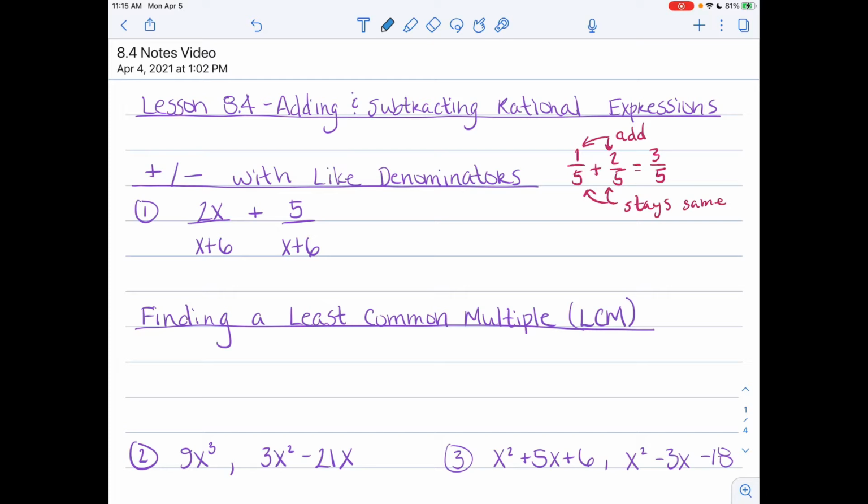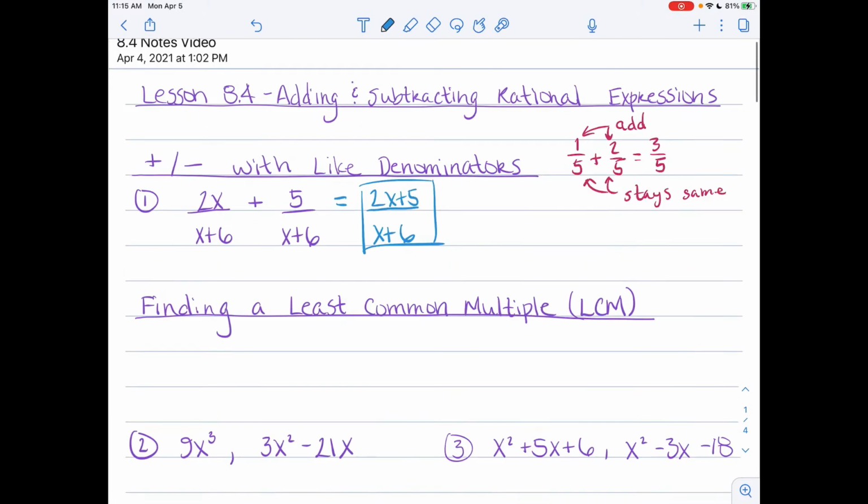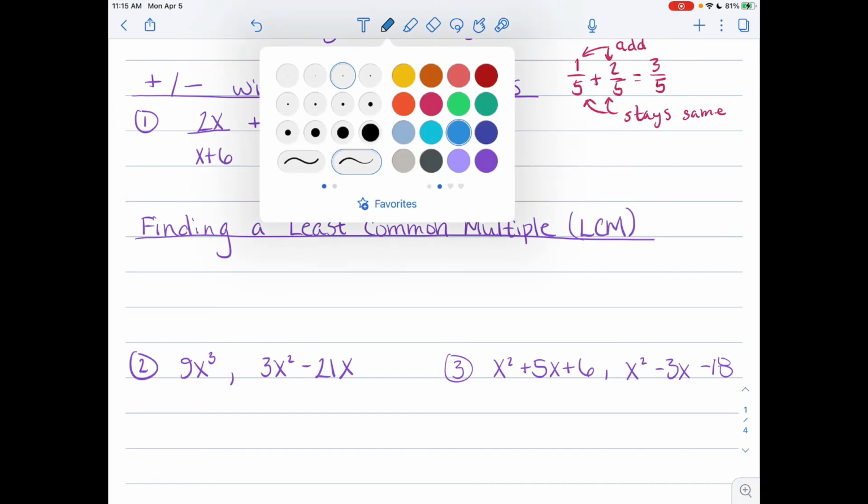So let's take a look at this first one. If I have 2x over x plus 6 plus 5 over x plus 6, notice that this x plus 6, the denominator, is the same. And so since we have like denominators, that denominator comes across, and we just simply add 2x plus 5, and that's our answer. When we don't have like denominators, we are going to have to use some least common multiples in order to find our lowest common denominator. And so let's practice just working with least common multiples first.